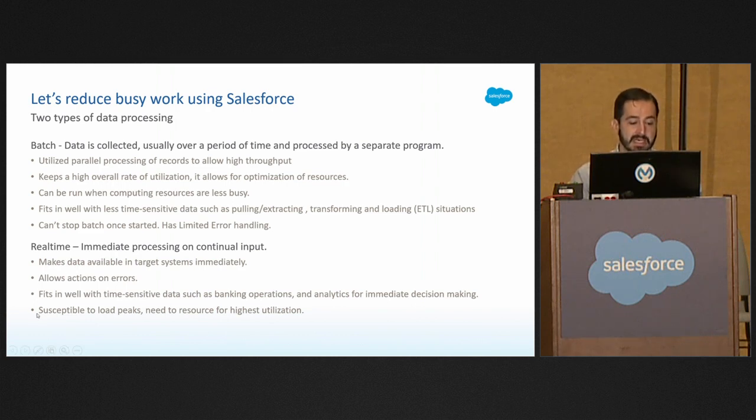The downfall of real time is you're susceptible to load peaks, so you need to resource for highest utilization. The busiest time at Intuit is by far the 3 days prior to the US tax deadline. So we've purchased enough servers and set up enough configurations to handle thousands of transactions per minute. However, this is an extreme waste of money and resources for the remaining 362 days of the year.